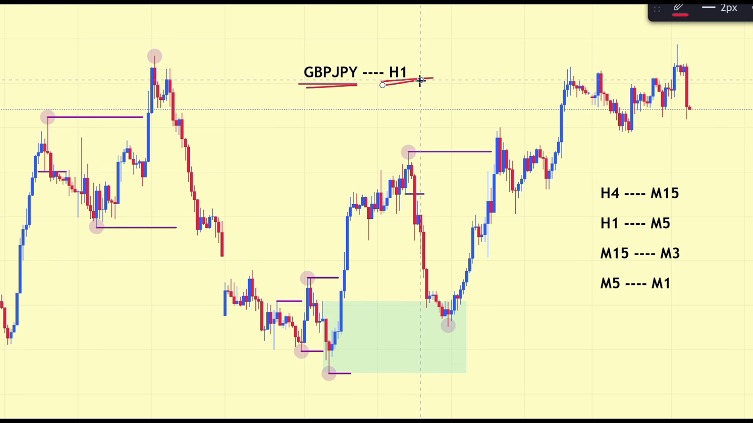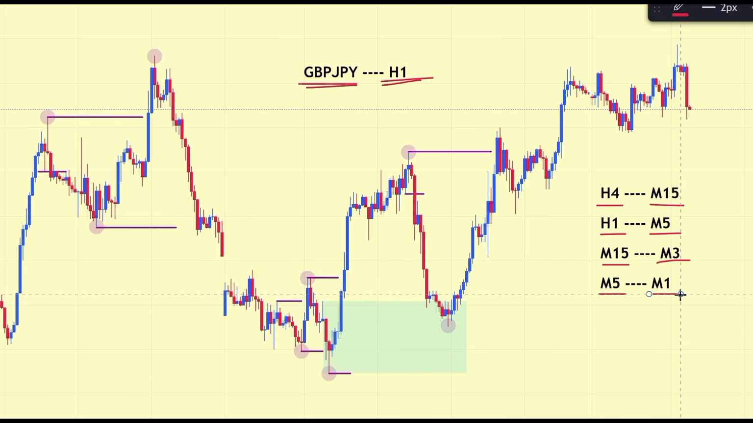And if you do remember, I said on the previous part that if you're using the H4 as your higher time frame, your M15 will be the lower time frame. And if you're using the H1 as the higher time frame, like in our case here, then we will be using the M5 as the lower time frame. And it is the same if you're using the M15, the M3 will be the lower time frame, and finally for the scalpers, M5, M1 as the lower time frame.